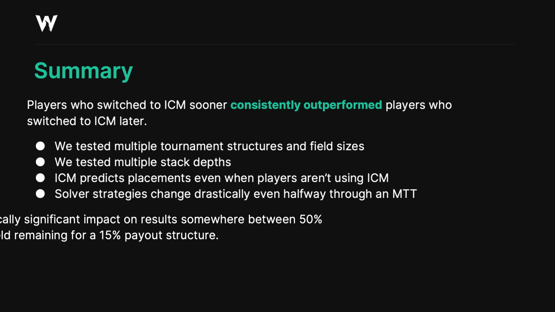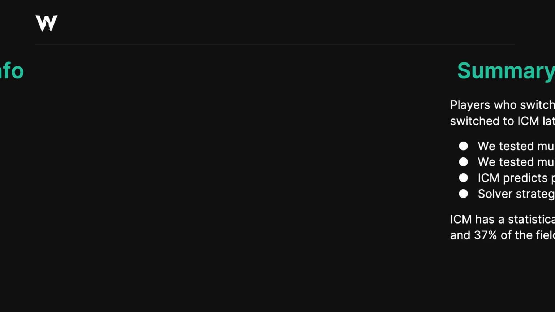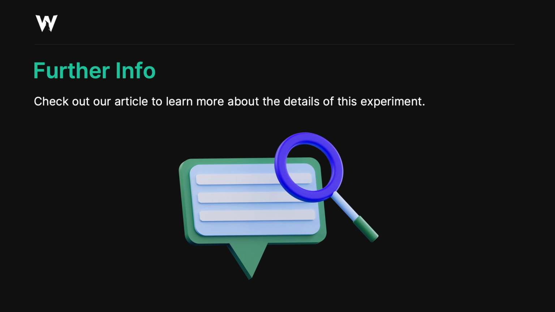ICM appears to have a statistically significant impact on your results somewhere between 50 and 37% of the field remaining for a 15% payout structure. I'd hazard a guess that the sweet spot is approximately 3 times the number of players who are paid. But it might be the case that when you account for complex post-flop play, the sweet spot occurs even well before that. If you guys want to examine this experiment, go check out the article, link in the description.